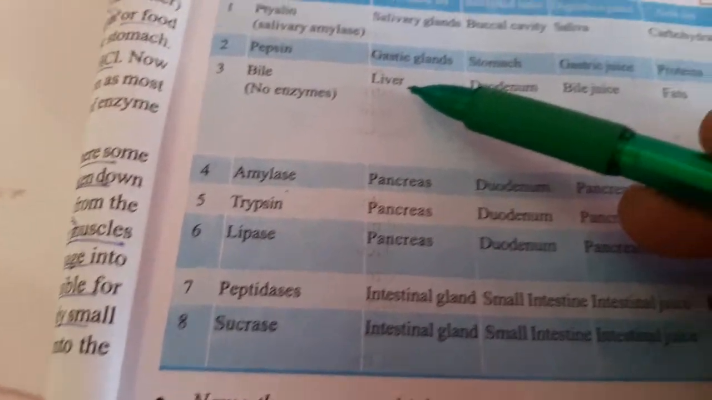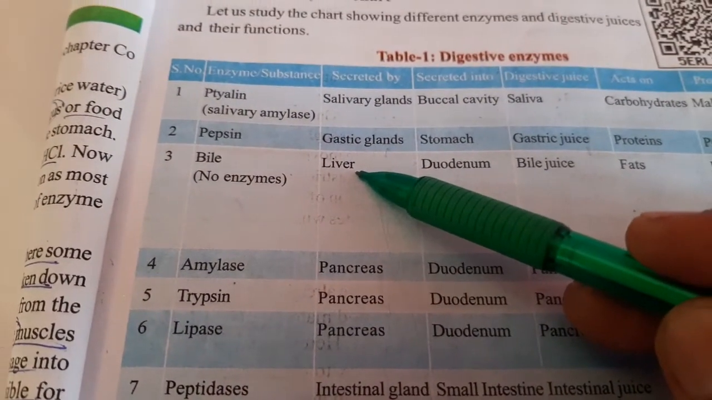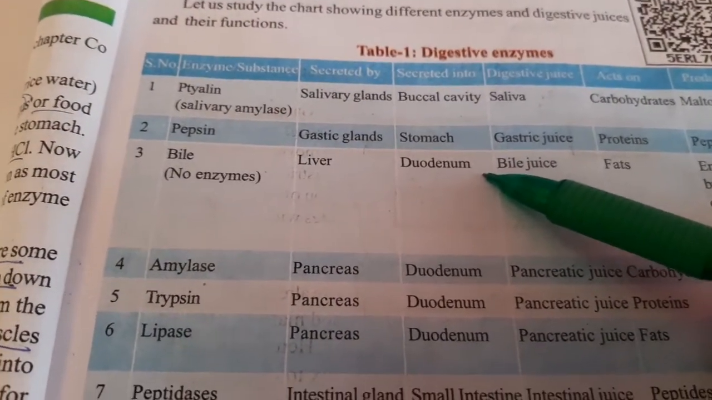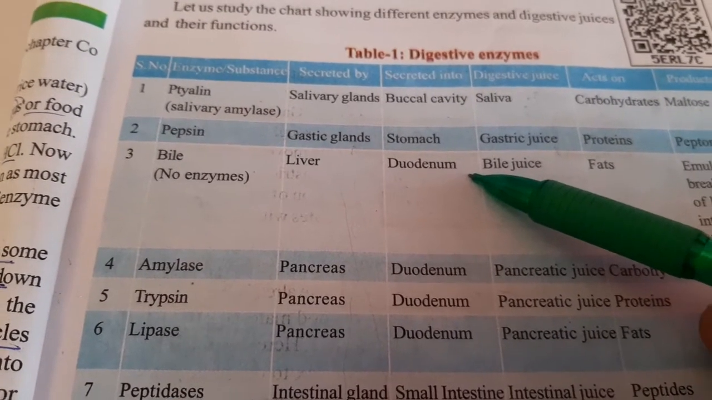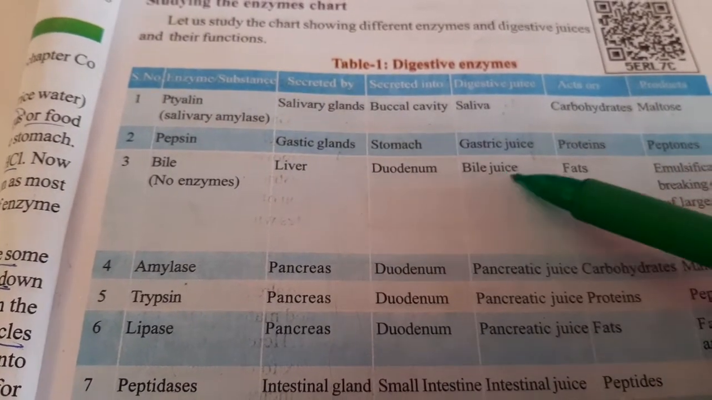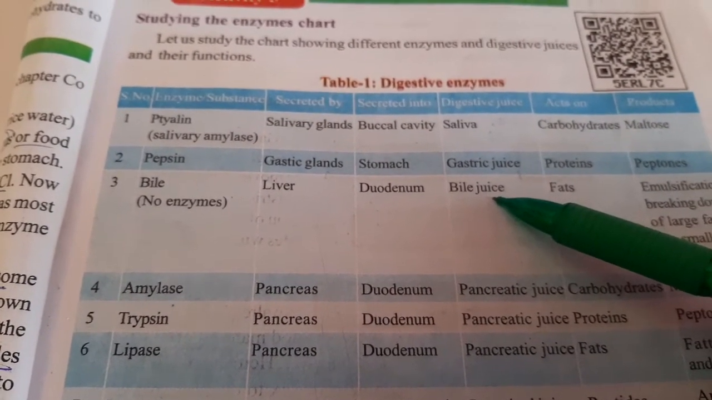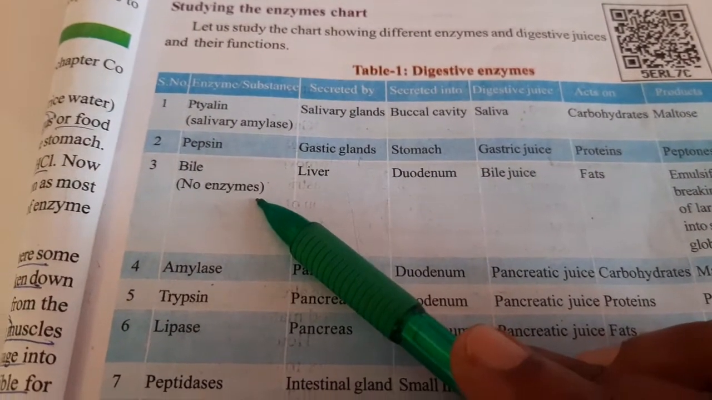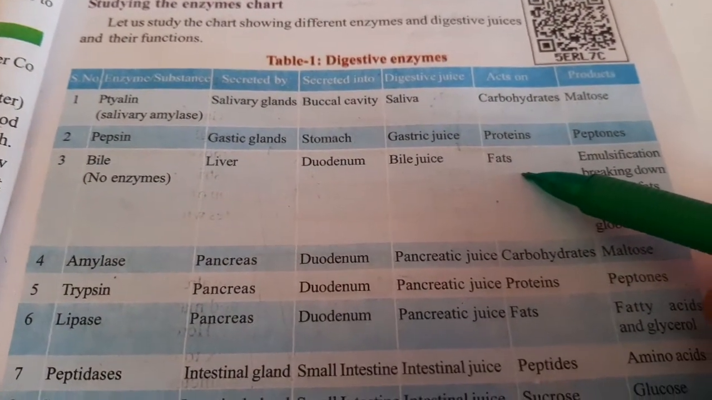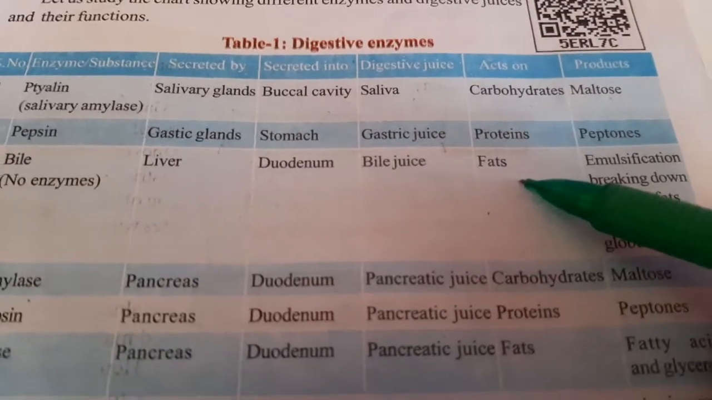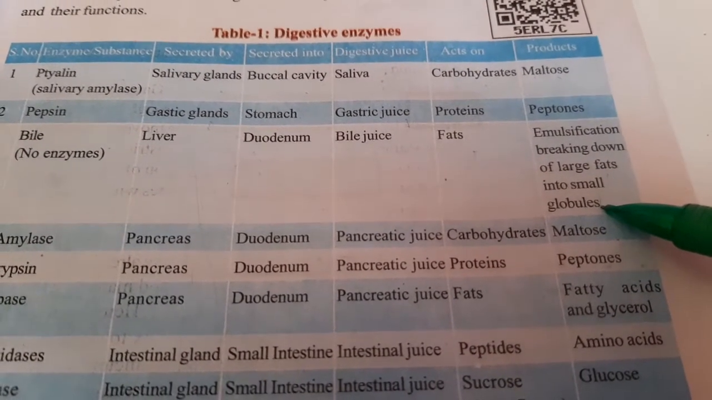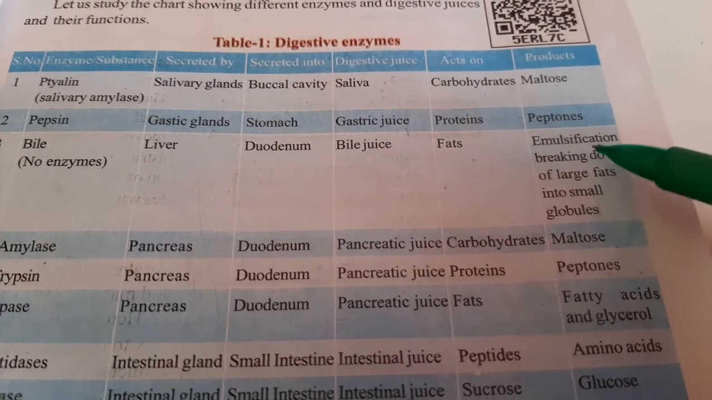Next gland is liver. So liver present duodenum. So duodenum is the very first part of small intestine. So liver produce bile juice. But bile juice doesn't contain any enzymes. So this bile juice acts on fats, and this bile juice breaks down the large fats into small globules, and this phenomenon is known as emulsification.